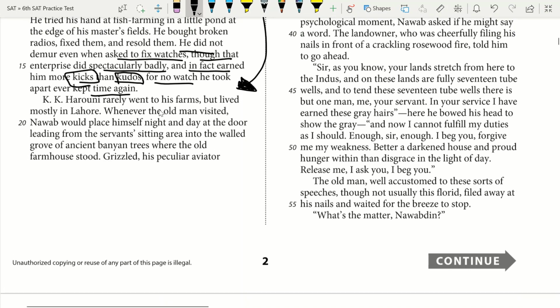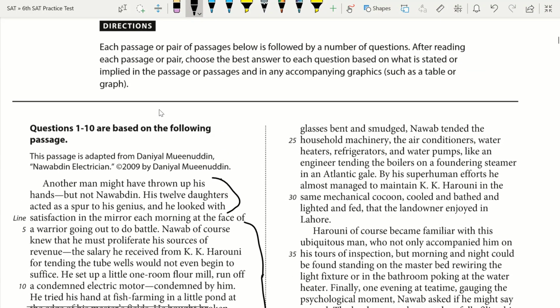All right, we see that 23 starts down here. We've got grizzled, his peculiar aviator glasses, bent and smudged. Nawab tended the household machinery, the air conditioners, water heaters, refrigerators, and water pumps like an engineer tending the boilers on a foundering steamer in an Atlantic gale. One thing to know, engineers who are tending the boilers on a foundering steamer. A steamer is a type of ship, and the boilers are in the boiler room, and the engineers who tend to those, that boiler room is like over 100 degrees.